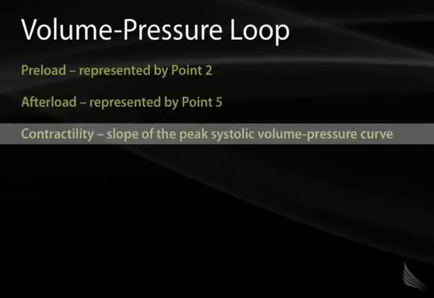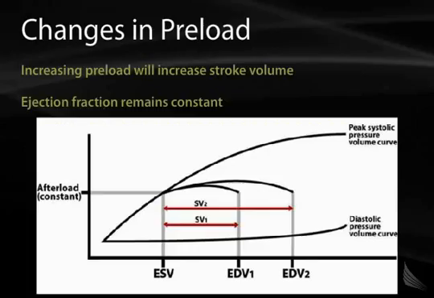Contractility is represented by the slope of the peak systolic volume pressure curve. As that curve shifts up and to the left, you have an increased contractility. As it shifts down and to the right, you have a decreased contractility. In the next graph, we'll show some changes in preload.